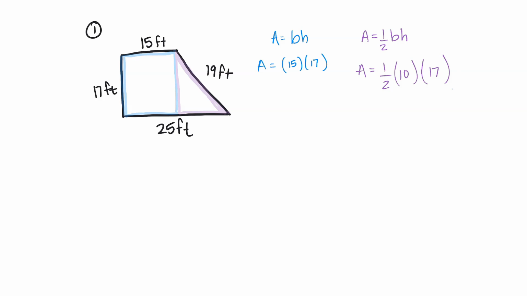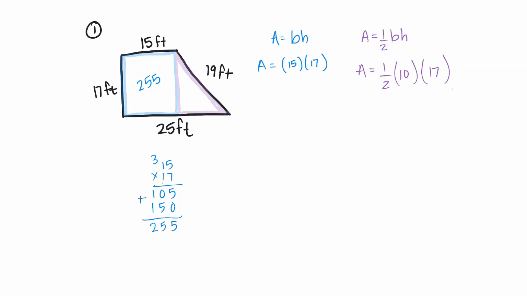Okay. And then we'll just go ahead and do our computation here. So we have 15 times 17. 7 times 5 is 35. Carry the 3. 7 times 1 is 7, plus 3 is 10. We'll move to our next place value. 1 times 5 is 5. 1 times 1 is 1. And then we'll add these partial products together. So 5, 5, and 2. So that means that my area for this rectangle is 255.